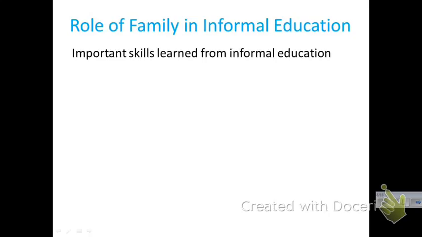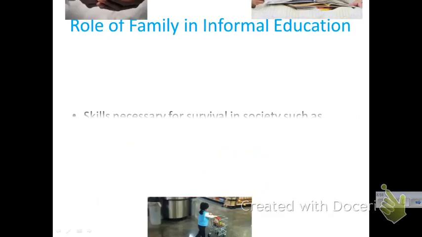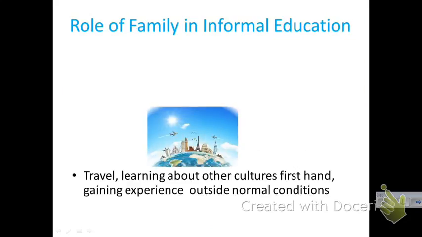Some important skills that are learned from informal education. Knowledge about daily experiences such as caring for a sibling, learning how to clean a bathroom, sewing, planting a garden and learning to care for it. My daughter's doing that right now. Fixing a flat tire, learning how to ride a bike. Skills necessary for survival in society such as going to the grocery store, knowing what to shop for, knowing how to make comparisons, paying a bill, requesting a loan, being able to communicate with others, self-advocacy. Travel, learning about other cultures firsthand, gaining experience outside normal conditions.